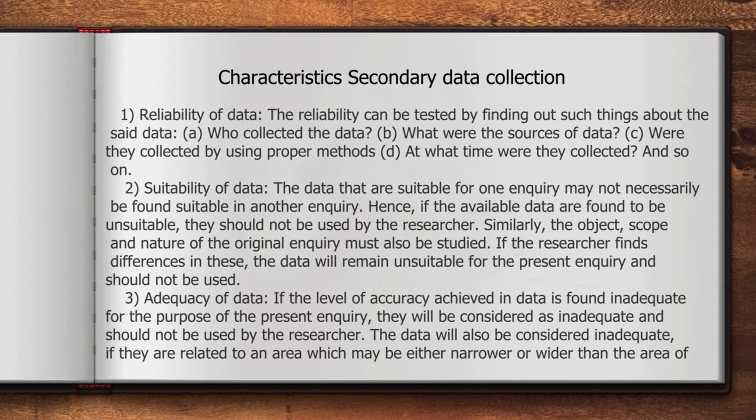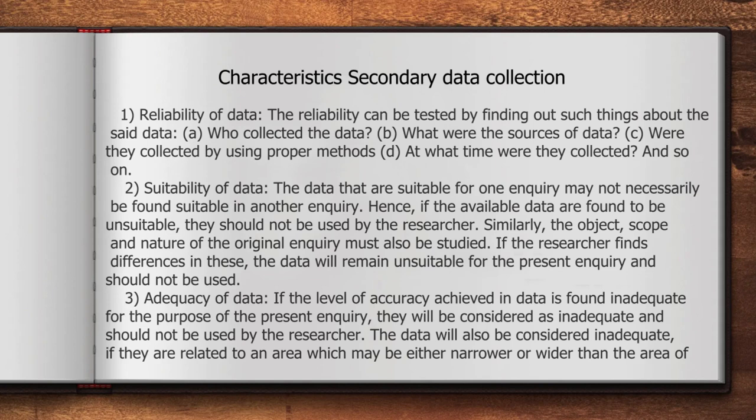Number two, suitability of data. The data that are suitable for one inquiry may not necessarily be found suitable in another inquiry. Hence, if the available data are found to be unsuitable, they should not be used by the researcher. In this context, the researcher must carefully scrutinize the definition of various terms and units of collection used at the time of collecting the data from the primary source originally. Similarly, the object, scope, and nature of the original inquiry must also be studied. If the researcher finds differences in these, the data will remain unsuitable for the present inquiry and should not be used.